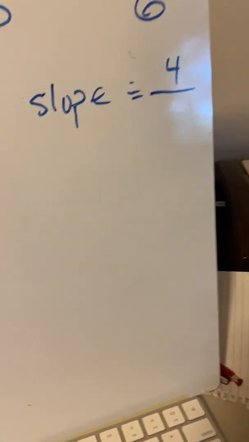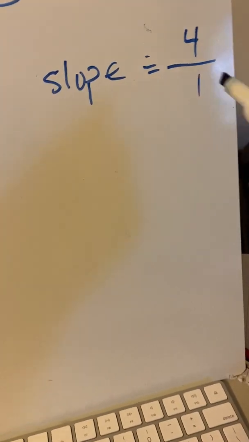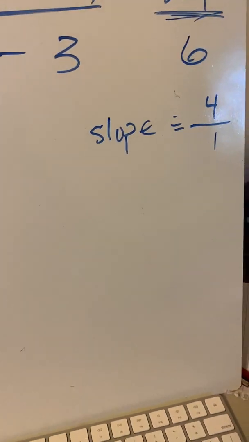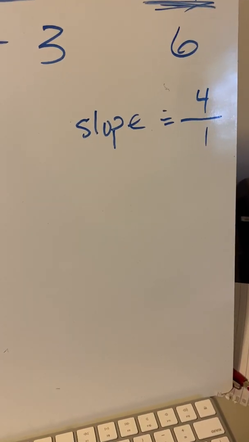If you want to leave it in rise over run form, you could put it as 4 over 1. That's okay. It doesn't matter. You could leave it as just 4. They're the same thing for the slope. You write them either way.